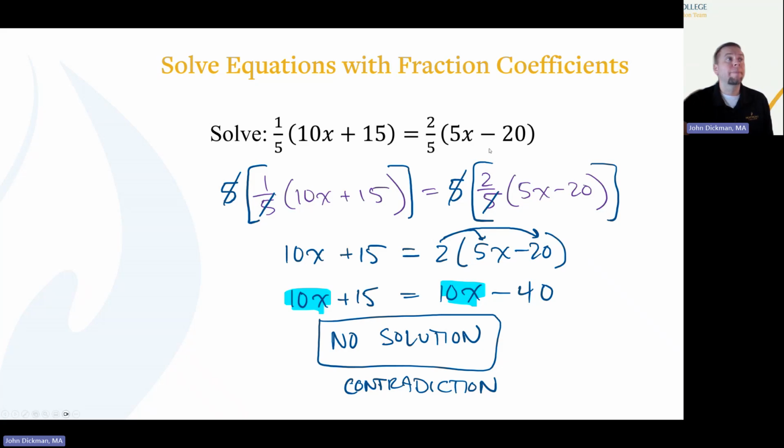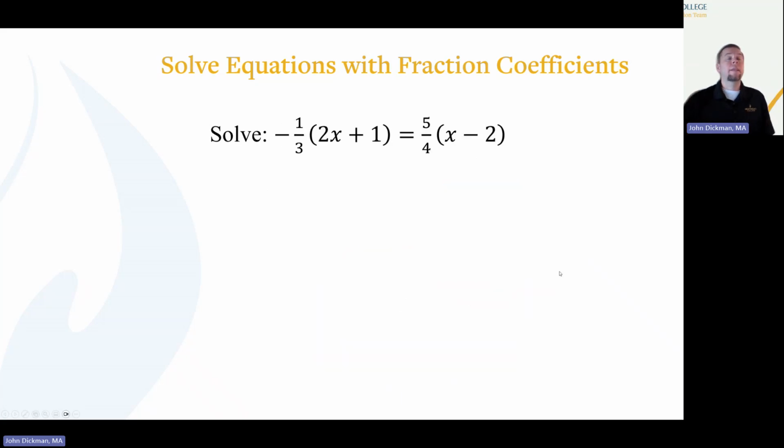Let's do another one. Here we have 2 fractions in front of parentheses on either side of the equation again, just like with the last one. But in this case, we do not have common denominators. And so I need to find the least common multiple between 3 and 4. The least common denominator for 3 and 4 would be 12.